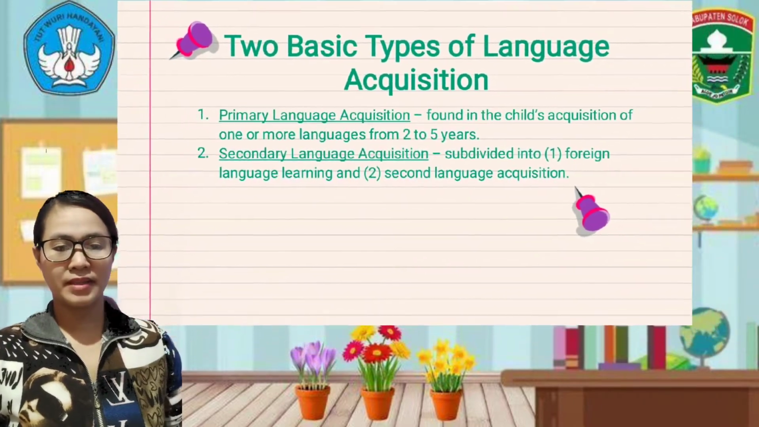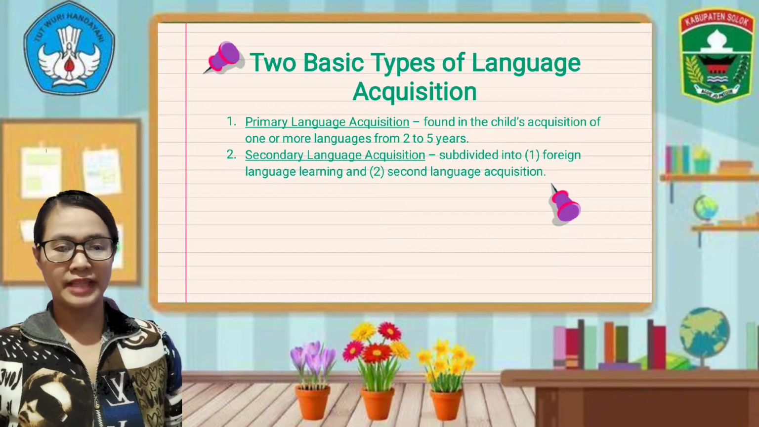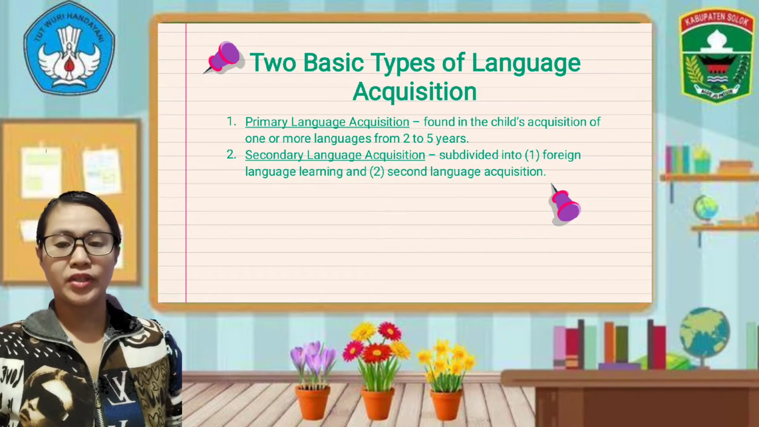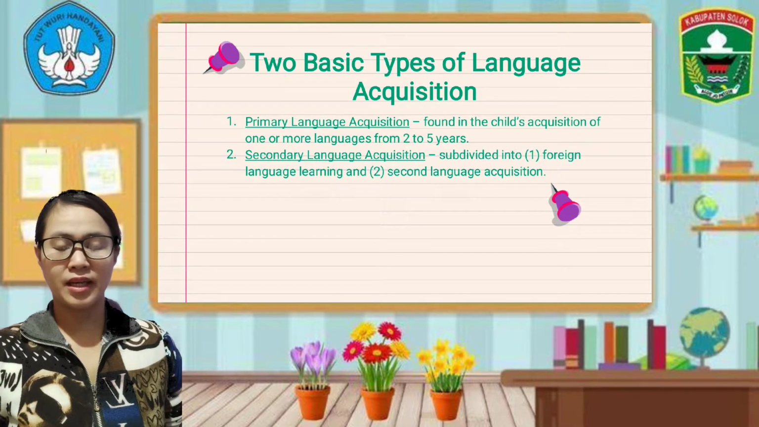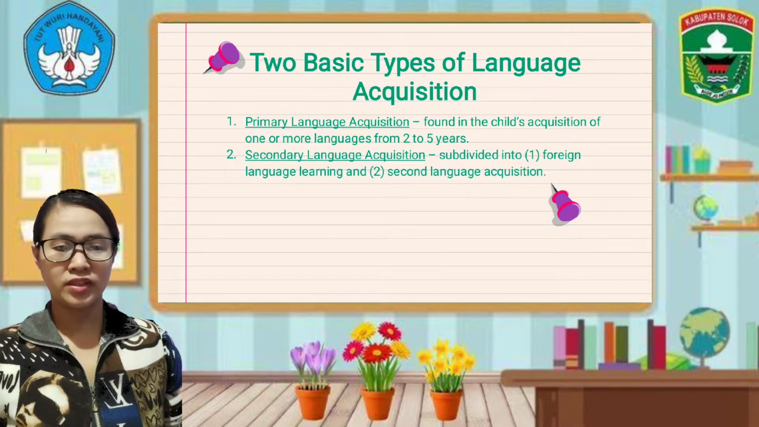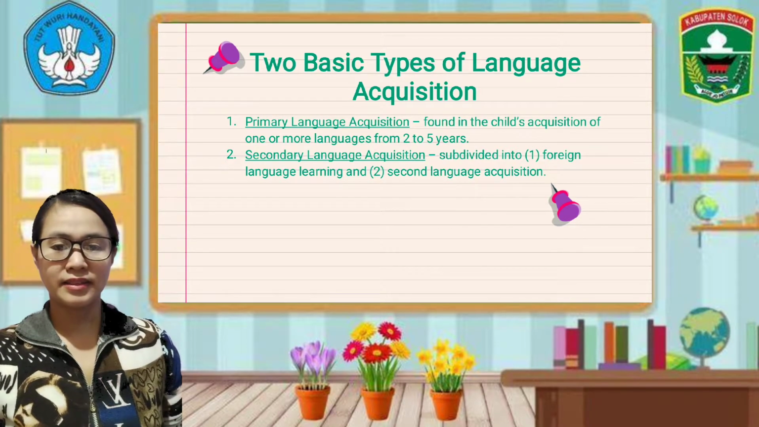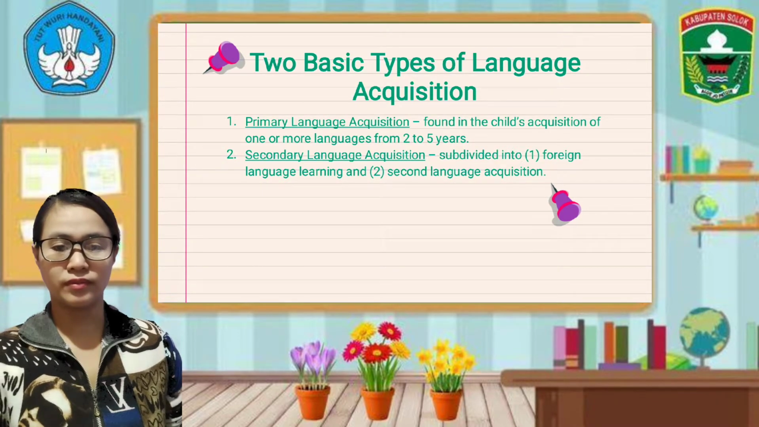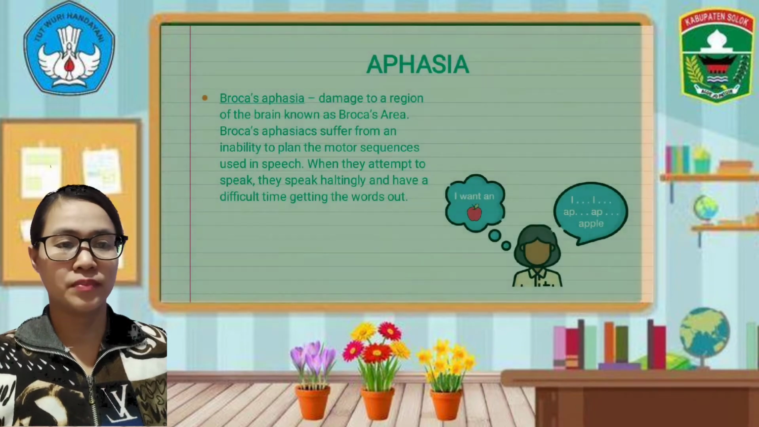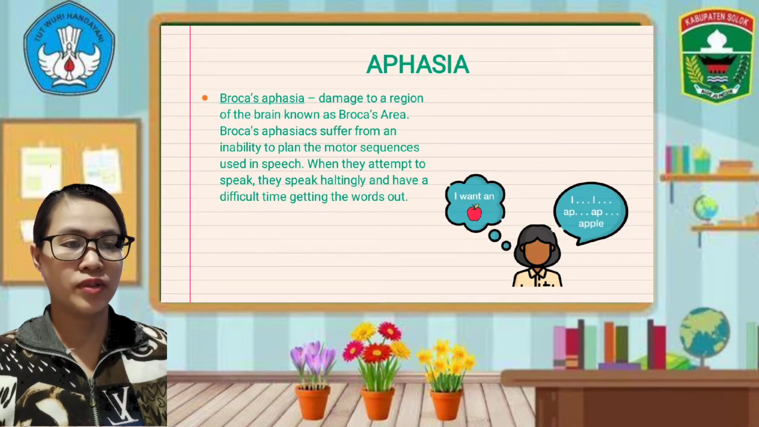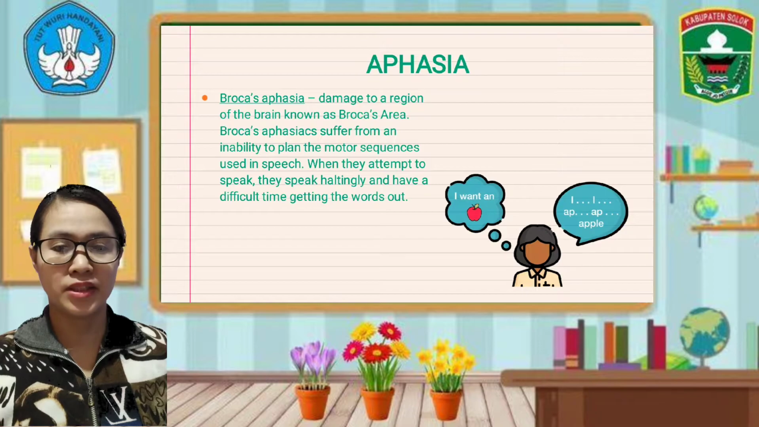From the viewpoint of Mendelia, there are two basic types of language acquisition. First is the primary language acquisition, which is found in the child's acquisition of one or more languages from 2 to 5 years. Second is the secondary language acquisition, which is subdivided into foreign language learning and second language acquisition. Aphasia provides support for the view that language is localized in the left hemisphere.